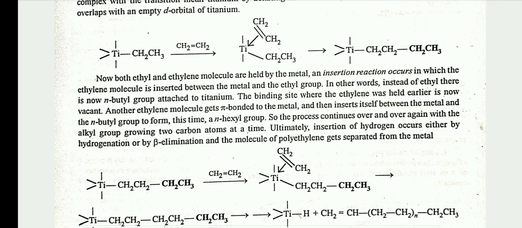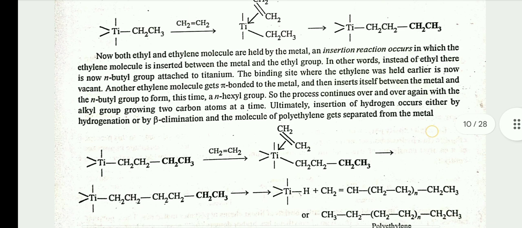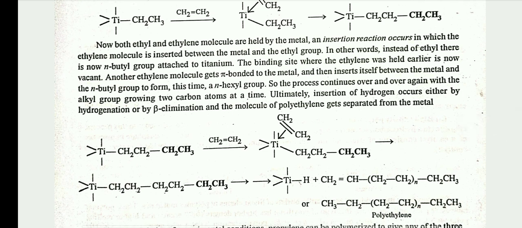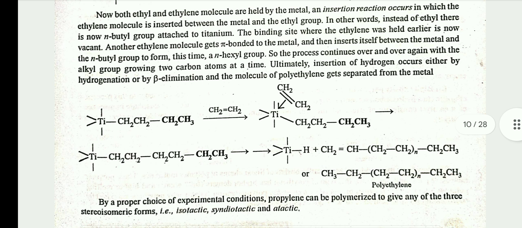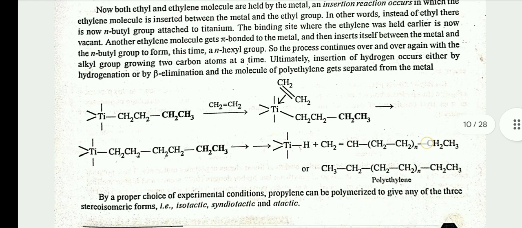Another ethylene molecule gets pi bonded to the metal and then inserts itself between the metal and n-butyl group to form this time an n-hexyl group. So the process continues over and over again with the alkyl group growing 2 carbon atoms at a time. Ultimately, insertion of hydrogen occurs either by hydrogenation or beta elimination, and the molecule of polythene gets separated from the metal.